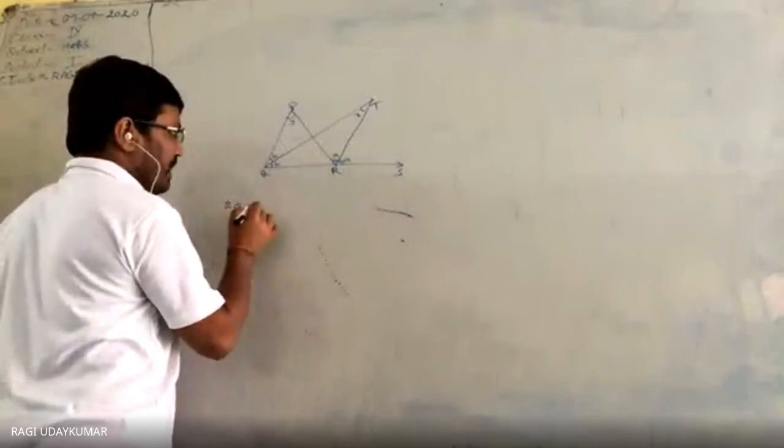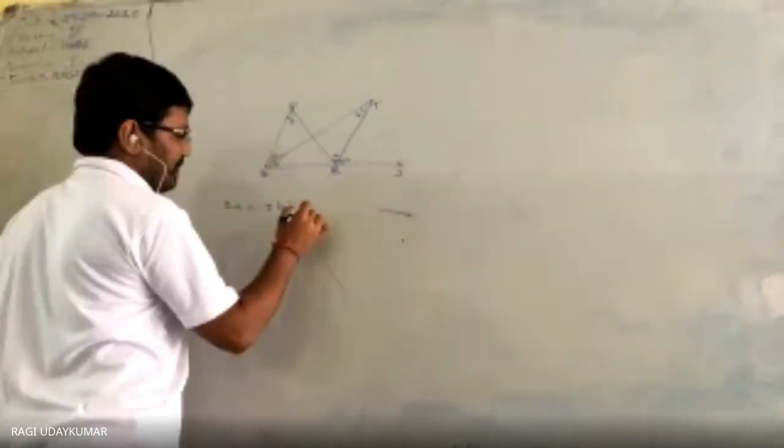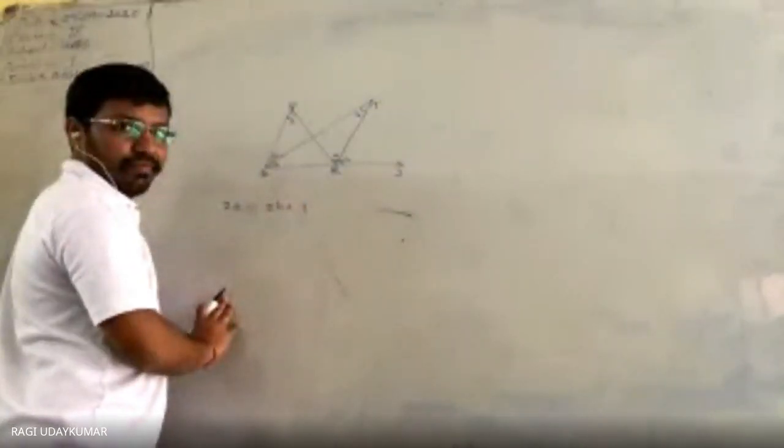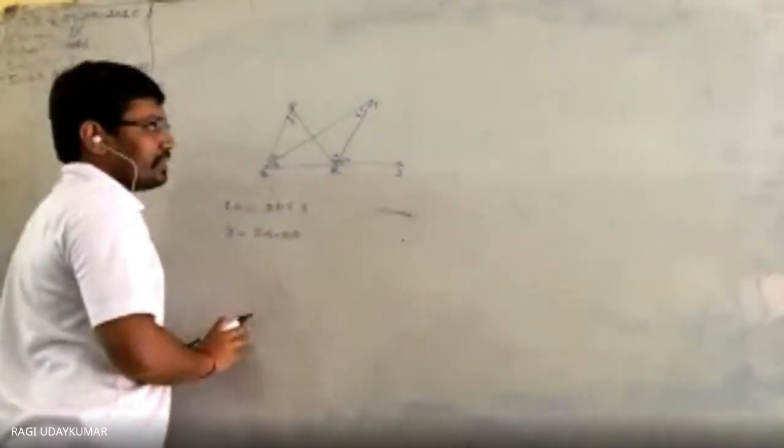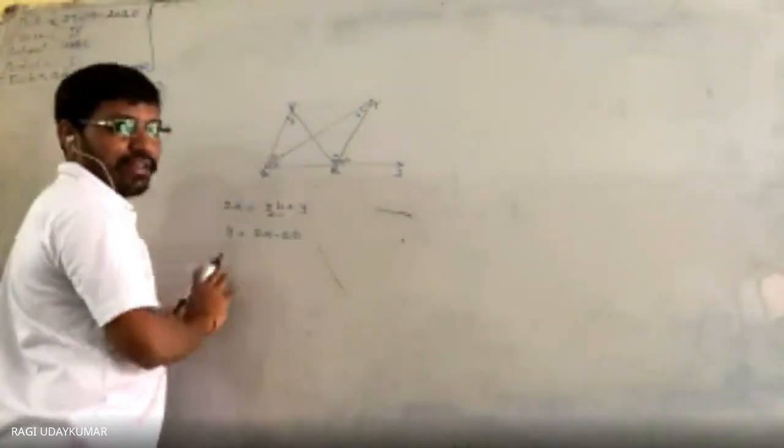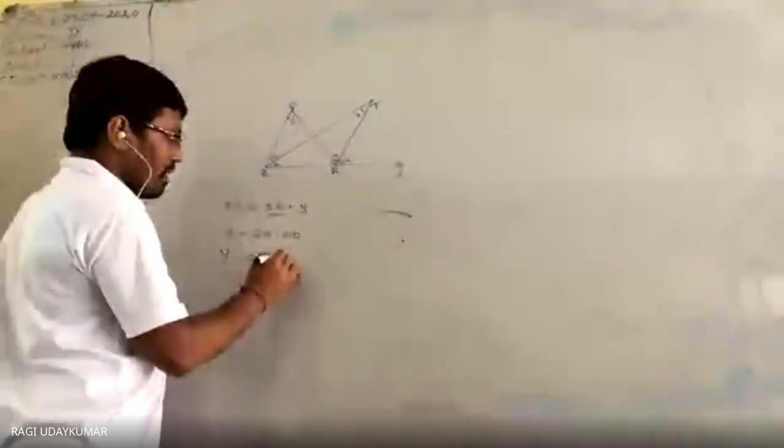So 2A, the exterior angle, is equal to 2B plus Y. So Y is equal to what you get? 2A minus 2B, you got. B is taken to the other side. Y is equal to 2A minus 2B. So Y is equal to 2 times (A minus B).